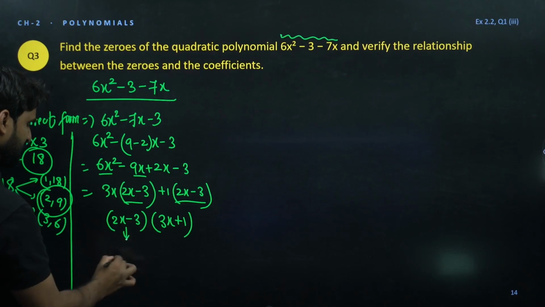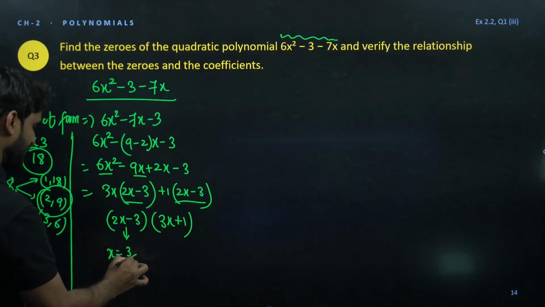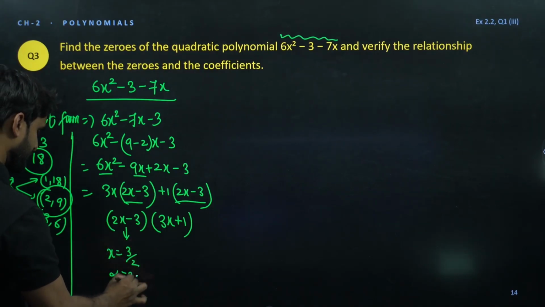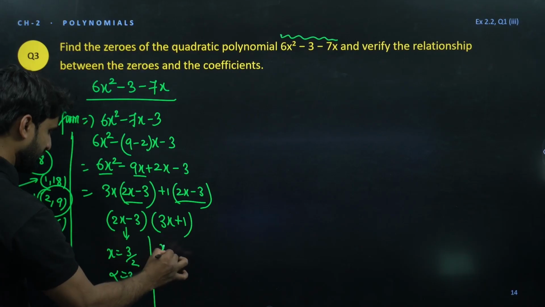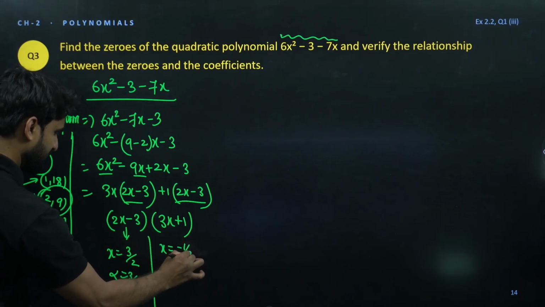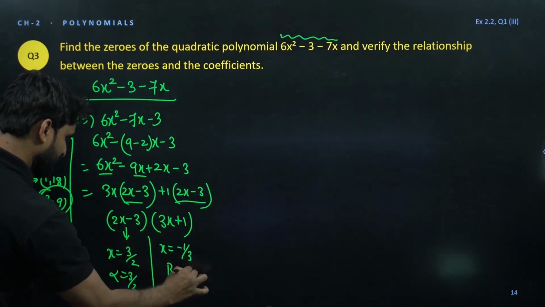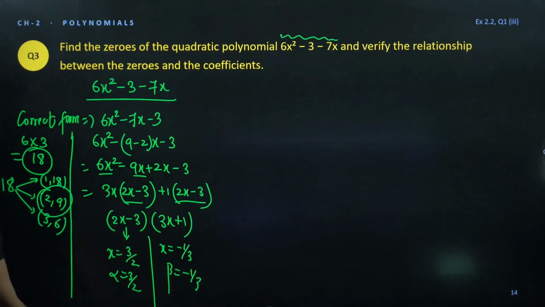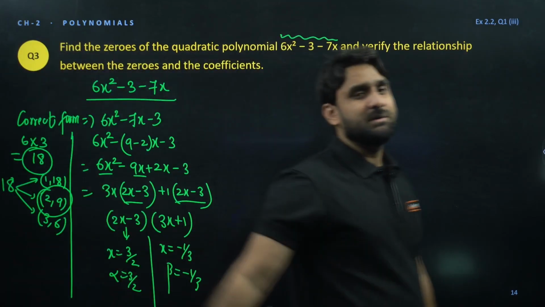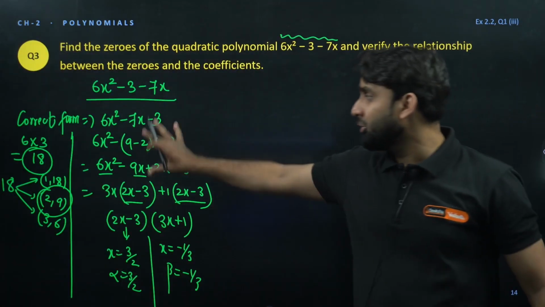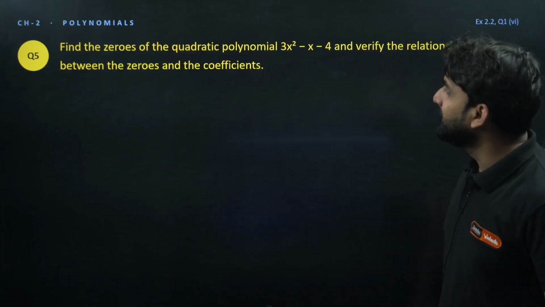When we take this equal to 0, x is 3 by 2, which will be your alpha. And when we take this as equal to 0, x will be minus 1 by 3, which is your beta. So we have alpha and beta. Now we can verify the relationship between coefficients and zeros. I hope you guys have understood now. Moving ahead. Find the zeros.